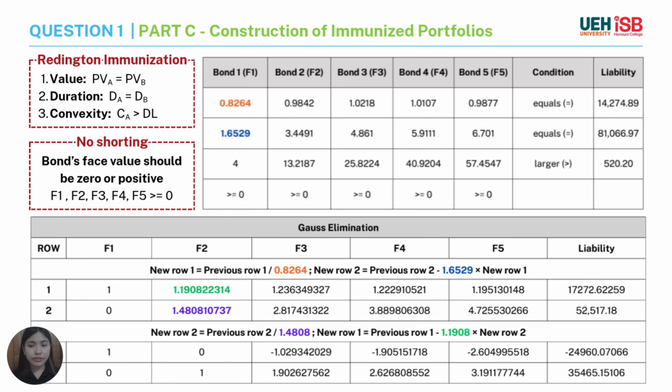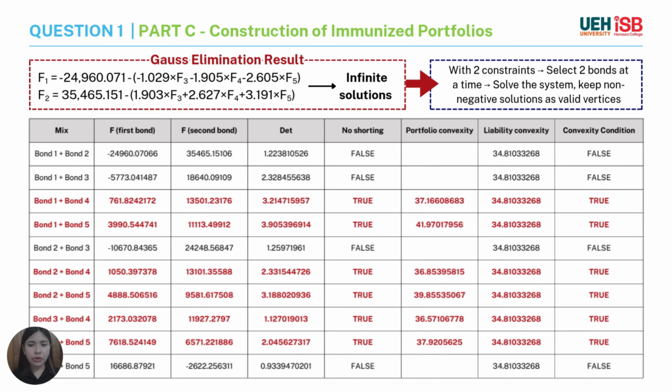To solve this, we first set up a system of equations based on price and duration. Using Gaussian elimination, we reduce the system and express two variables in terms of the remaining three. This showed that the system had infinitely many solutions since there are five variables but only two equations. To obtain the feasible solutions, we consider the basic portfolios where we select only two bonds at a time and set the remaining variables to zero.